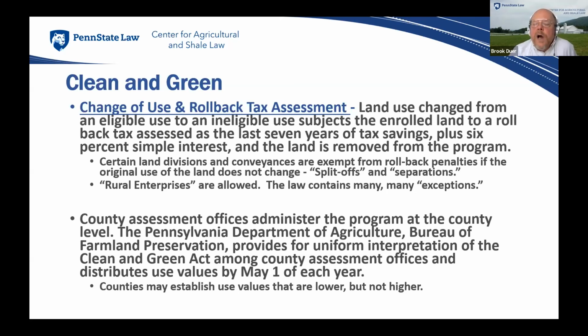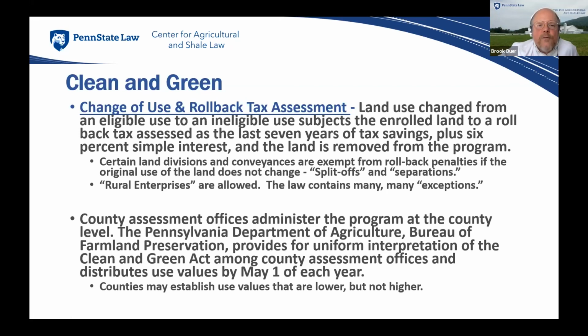And if you change the use, and sometimes people decide to change the use purposely and take the hit, they will get a rollback tax assessment, which means they're going to have to pay back the last 7 years' worth of tax savings that they realized by being in the program. So it's kind of a 7-year backwards look where you have to pay back that tax benefit that you got for the last 7 years if you change the use.